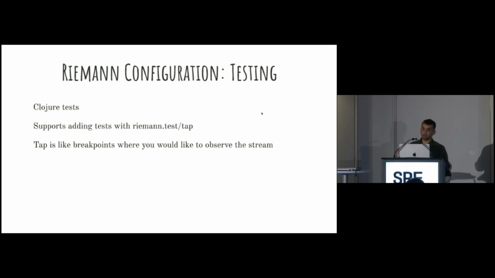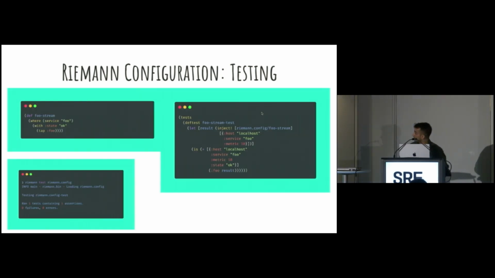Another feature Riemann supports is the concept of a tap. A tap is basically like a breakpoint. If you have used GDB, there you can set a breakpoint and see the values of the variables. It's exactly the same. When you create a tap, you can see the value of the event at that point of the tap. We'll look at this example.